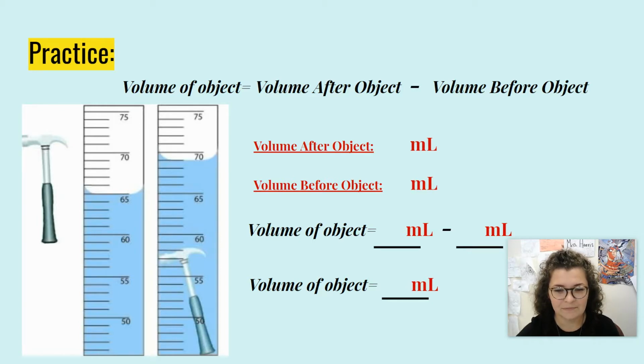Okay? So the volume after the object is 69 milliliters. The volume before the object is 65 milliliters. When I put them into my equation, so 69 milliliters minus 65 milliliters, the volume of my object should be 4 milliliters. Did you get the same answer? If not, rewind a little bit, and if so, congratulations and great job.